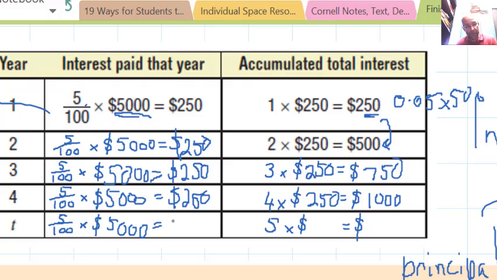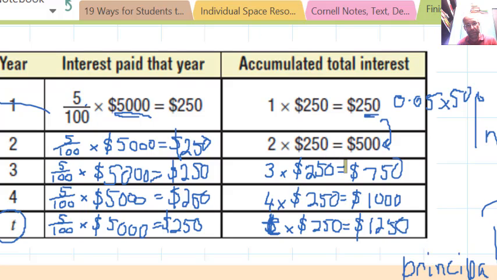Repeats again. Again, it's $250. And we've got 5 lots of $250, and we have $1,250. And it keeps repeating. Okay, so basically for T years, if we replace the 5 with just the general term T years, which T can be any number of years, it's T lots of $250. And simple interest works that way.